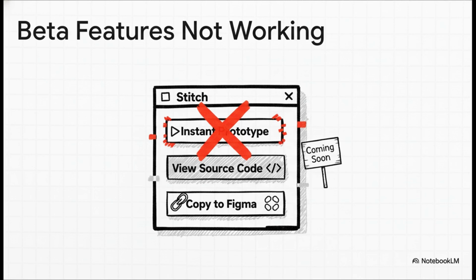You want to generate a prototype instantly? Nope, that failed. View the source code? It just says coming soon. How about copying it to Figma? Yeah, that didn't work either.